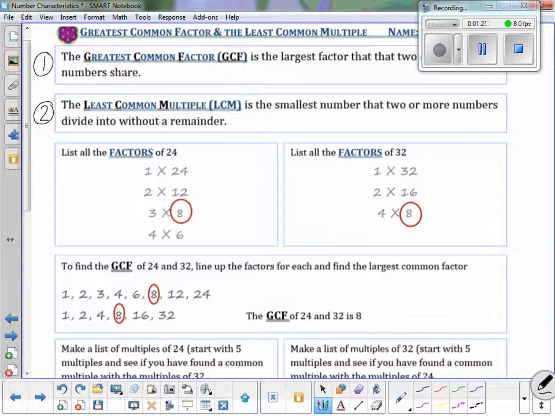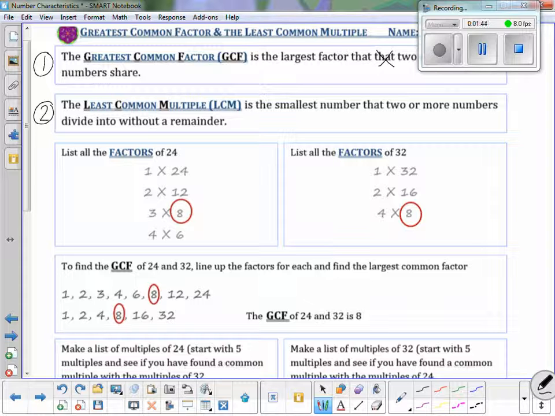All right, 4, 3, 2, 1, and 0. So the greatest common factor, which from now on I'm going to call the GCF, is the largest factor that two numbers share. The least common multiple, which we will now call the LCM, is the smallest number that two or more numbers divide into without a remainder.